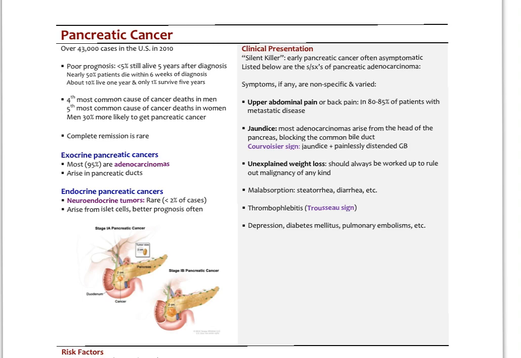Next, I want to talk about pancreatic cancer. In 2010, there were over 43,000 cases in the US.